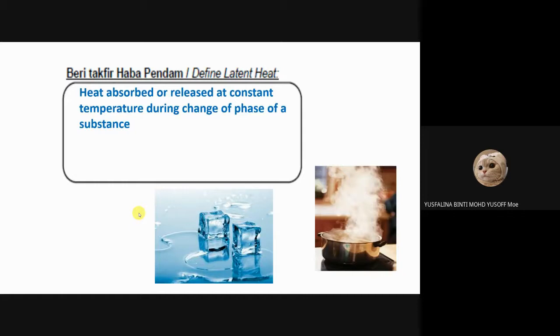So the next part is you have to define what is the latent heat. The heat absorbed or released at constant temperature during change of phase of a substance. So the amount of heat energy used to change the phase of the substance without increase in temperature. You must have the words constant temperature or without increase in temperature, must have the change of phase, and must have the amount of heat energy. Those are the keywords that you need to write if you define latent heat.